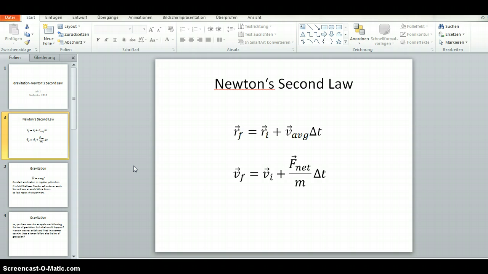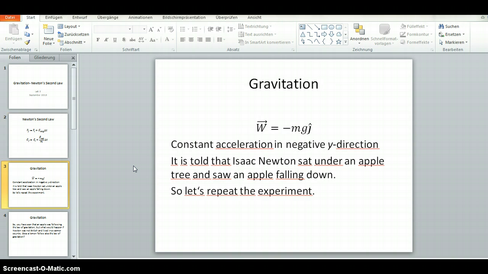As mentioned before, we measure the change in position of a free-falling object. The object follows the law of gravity. Weight is defined as the mass of the object times the gravity and goes in the negative y direction.